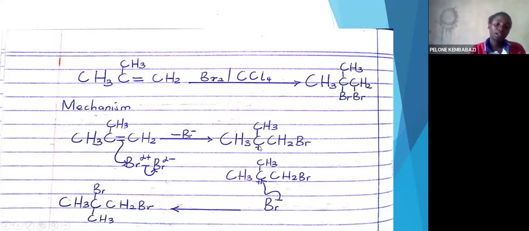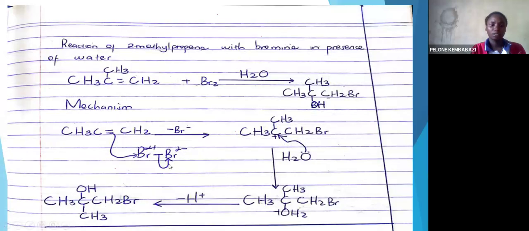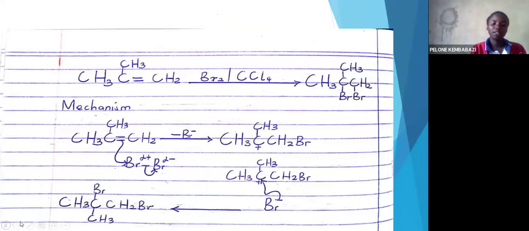Secondly, we shall find that the stability of carbocations increases in the order of tertiary being highly stable, followed by secondary, then lastly primary carbocations. So this carbon here holding the positive charge, you see it is not having any hydrogen, so this qualifies it to be a tertiary carbocation, which is highly stable. So it is the one that will be attacked by a bromide ion, and then we form that compound. Are we together up to that point?